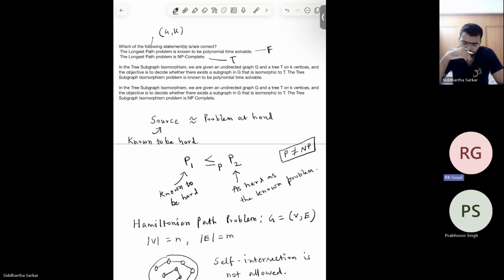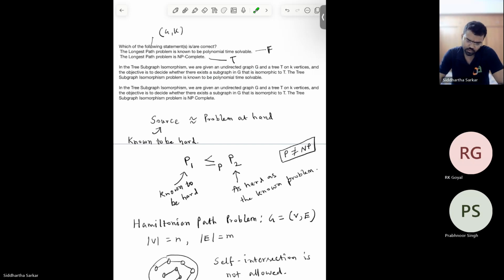So let's look at the second question. In the tree subgraph isomorphism problem, we are given an undirected graph G and a tree T on K vertices. The objective is to decide whether there exists a subgraph in G that is isomorphic to T. So what isomorphism is, is known to you? Yes. If we can find a mapping which is one to one and onto, then there exists an isomorphism.